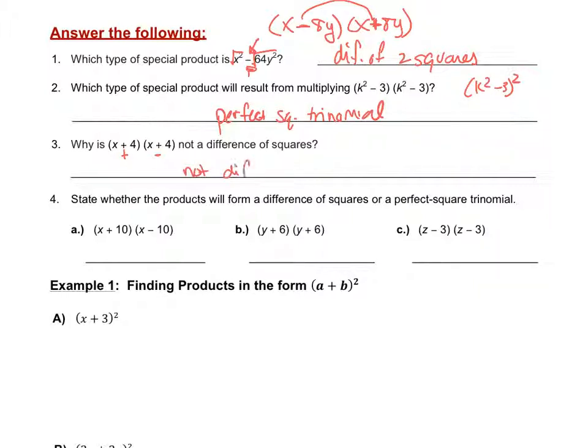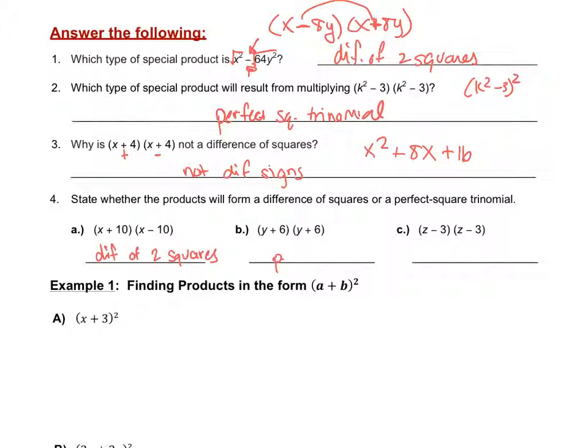Not different signs. Also, if you actually multiply that out using FOIL or using our perfect square trinomial shortcut, you'd end up with x squared plus 8x, 2 times 4 times x, 2 times ab really. And then last is plus b squared, which would be 4 squared is 16. State whether the products will form a difference of two squares or a perfect square trinomial. So the first one, we have two different signs, so it's a difference of two squares.